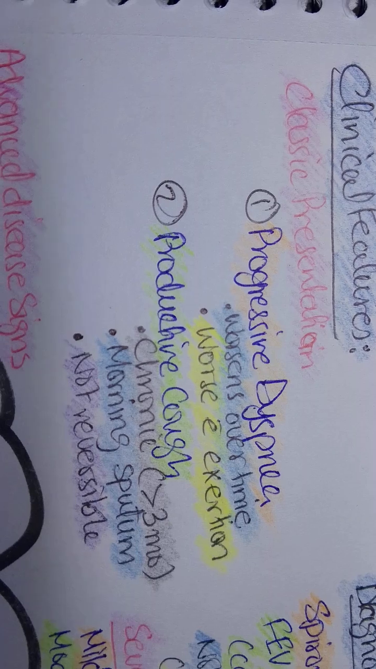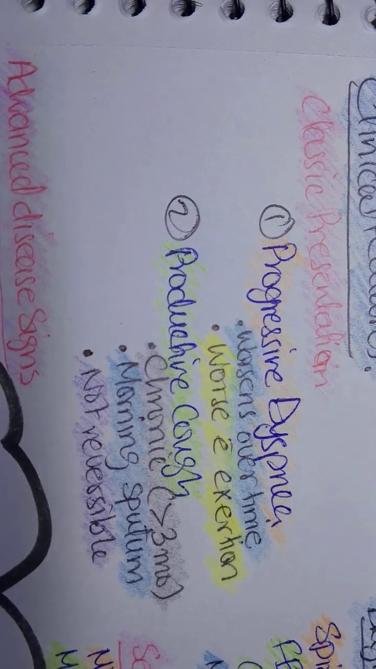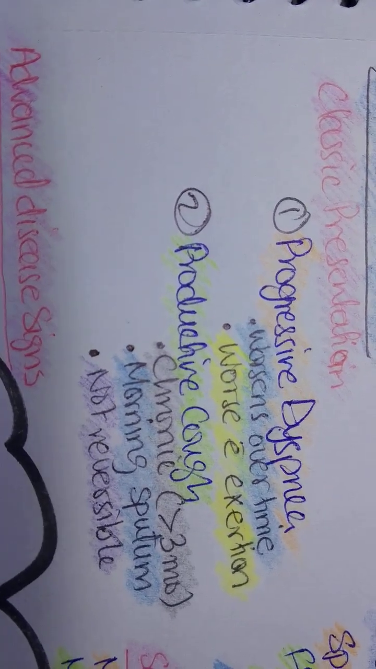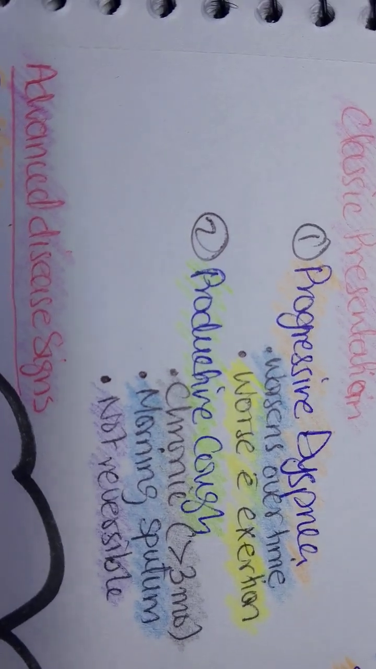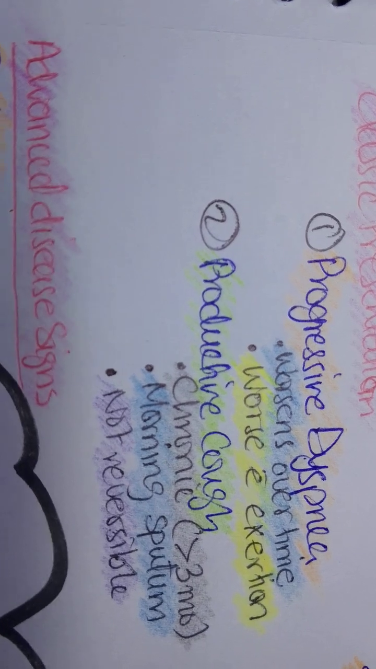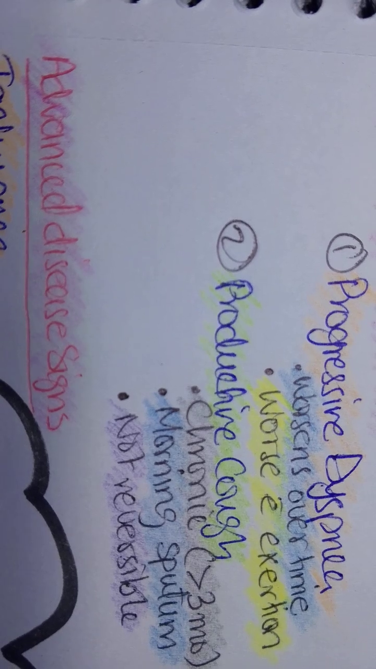So how does COPD present? The classic features are progressive dyspnea and a productive cough. So usually the patient coughs up sputum, often in the morning. So this is chronic, not acute like asthma.